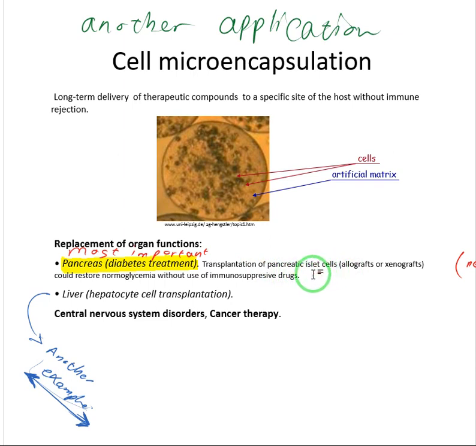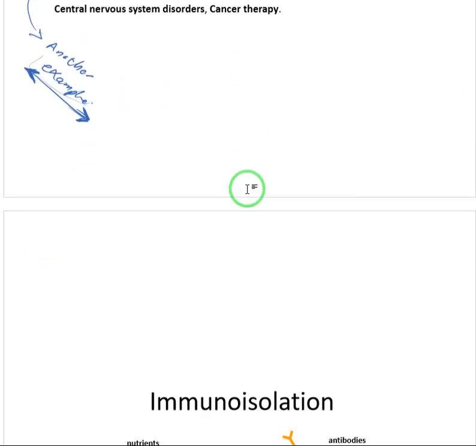So this is the problem, and we have to provide an environment for them to avoid their removal by the immune system from the body. And this problem can be solved by the encapsulation of these pancreatic islet cells inside the hydrogel, inside this material. And the properties of this hydrogel is specific. Let me show you in this slide.